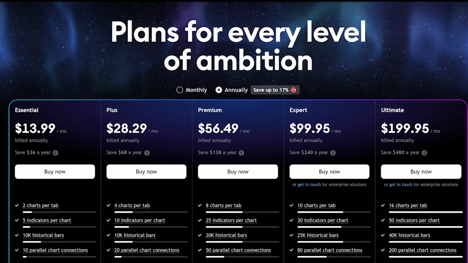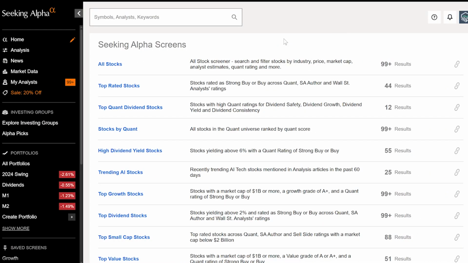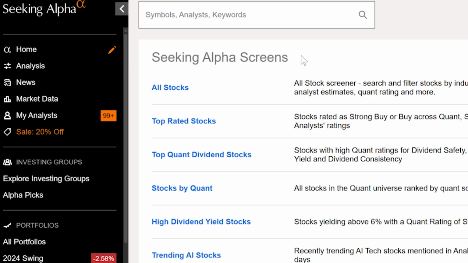So the next screener I want to take a look at is Seeking Alpha. I love Seeking Alpha as a fundamental research platform. It's great for swing traders, active investors, and long-term investors, and the screener reflects that. So right away, we can see that Seeking Alpha comes with a number of built-in screens. This is one thing that's lacking in TradingView. These screens are mainly looking at things like growth and valuation, as well as dividends.